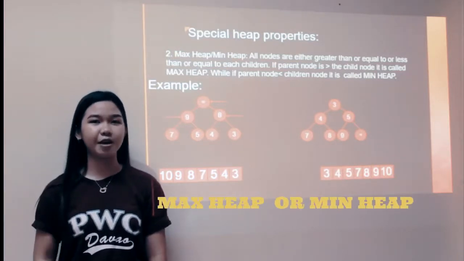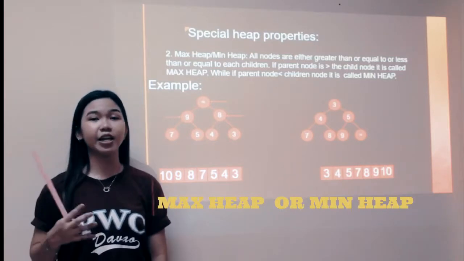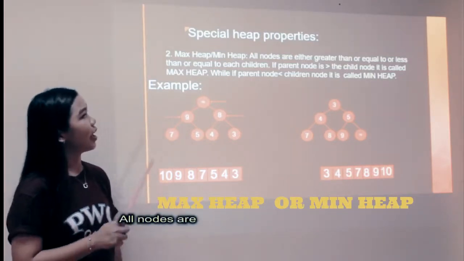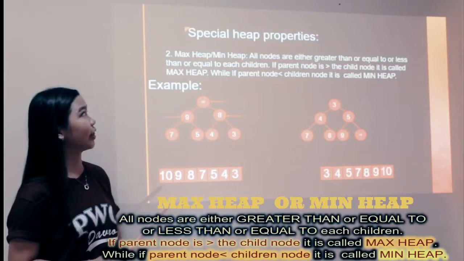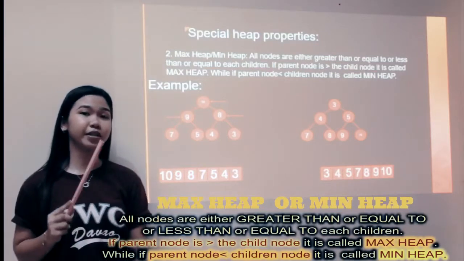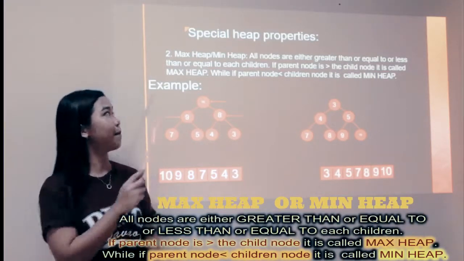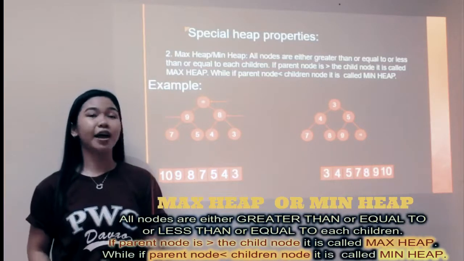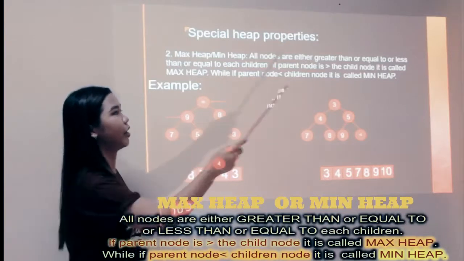Max heap and min heap are the two types of heap, and one of them should be maintained in creating a heap. All nodes are either greater than or equal to, or less than or equal to, each of their children. So if the parent node is greater than the children nodes, it is called a max heap, while if the parent node is less than the children nodes, it is called a min heap.